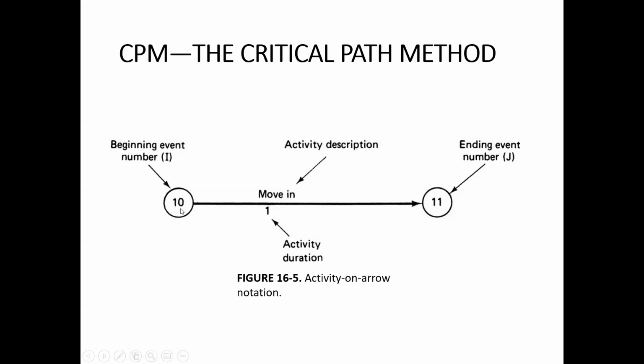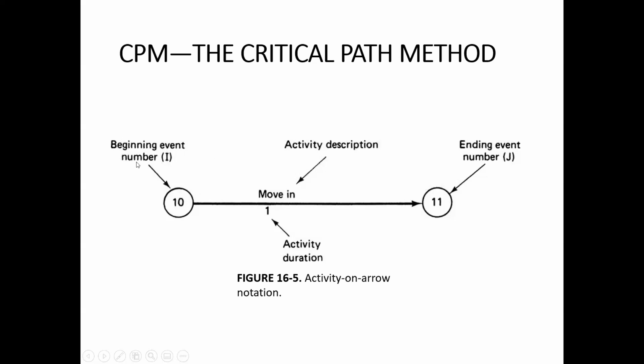This activity is represented by this arrow. You can see that the arrow has a direction. In the activity on arrow method, we show arrows pointing from left to right. This is the convention used. There is a number shown over here, one, which is the activity duration. At the ends of the arrow, you can see two circles, and within these circles there are two-digit numbers. These numbers show the events.